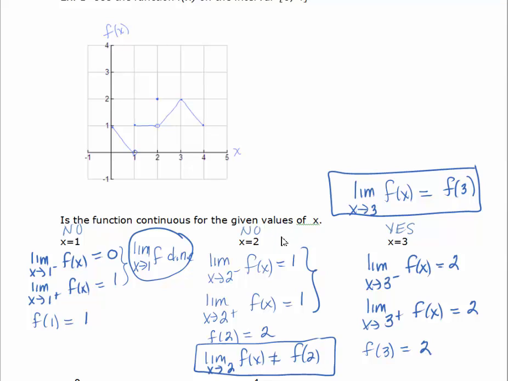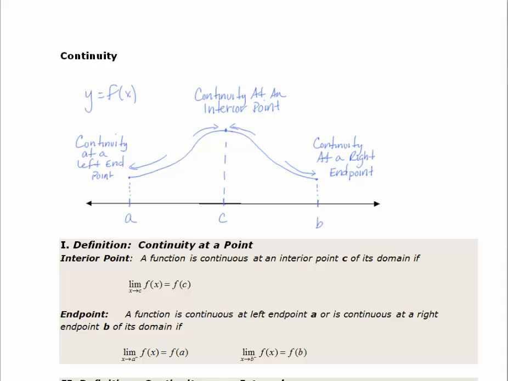So even if your limit exists and your function value exists, if they're not equal to each other, then you have a point of discontinuity. So let's go back and look at the definition on the first page. And right now we're still talking about an interior point, and then I'll talk about an endpoint.